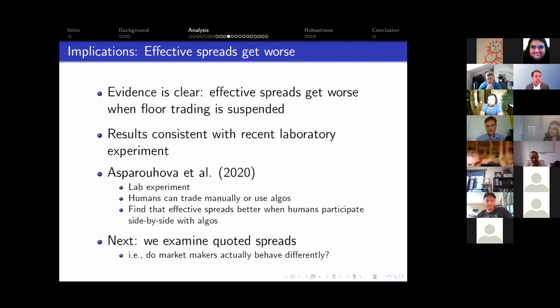Effective spreads get worse. I will also note that my colleague Elena Asparova has a cool lab experiment that is very consistent with this. They run a lab experiment where humans can trade manually or use algorithms. And what they find is that effective spreads are best when humans participate and use algos, right? When both are going on. And that's exactly consistent with what we find.